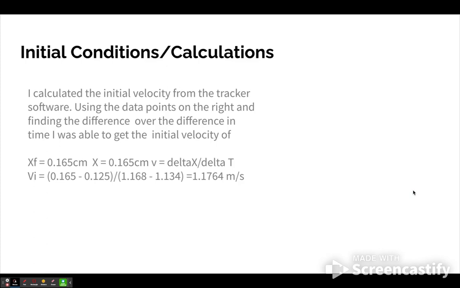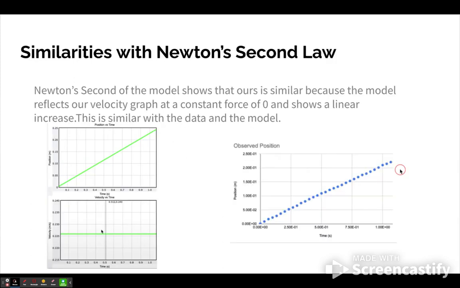Initial conditions and calculations: I calculated the initial velocity from the Tracker software using the data points that I showed you previously. At x final, there was 0.165, and at x initial, 0.125. If you do 0.165 minus 0.125, you can calculate the initial velocity to be 1.1764 meters per second. Newton's second law is pretty similar because it shows that the observed was pretty similar to the GlowScript model, and this basically proves the second law because in constant velocity, there is nothing that stops an object.